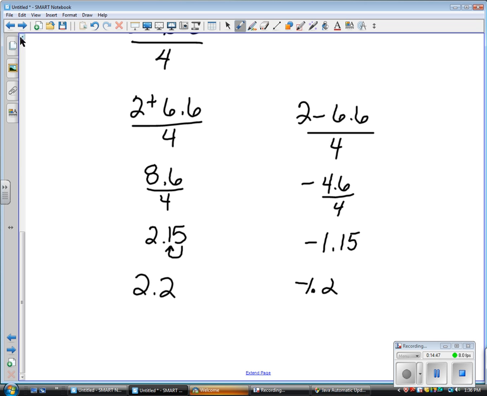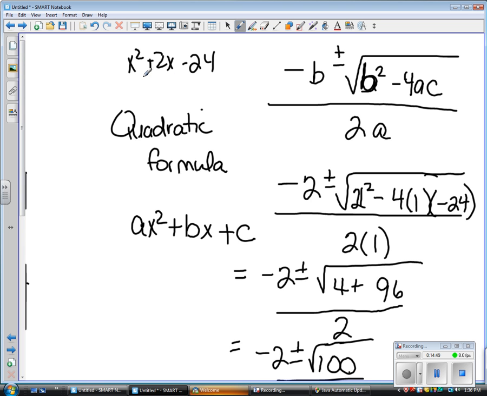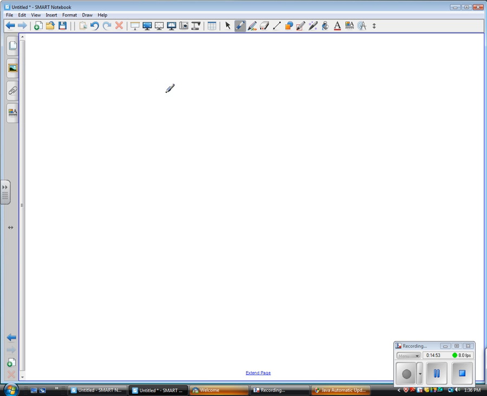All right, here's one I want you to work on very quickly. Oops, sorry, I jumped totally off there. I want you to do this one: 4x squared minus 24x plus 35.